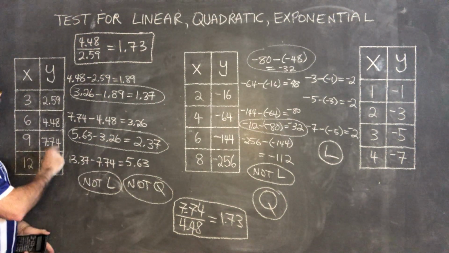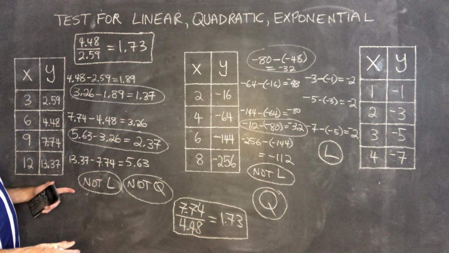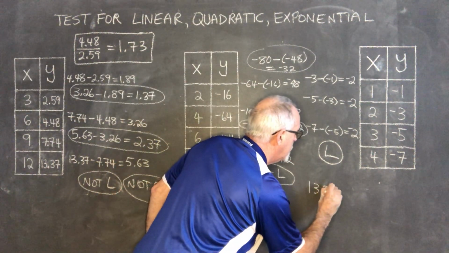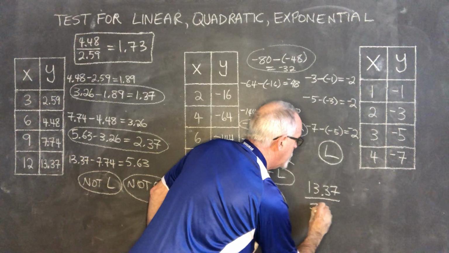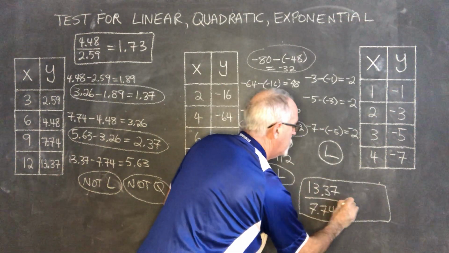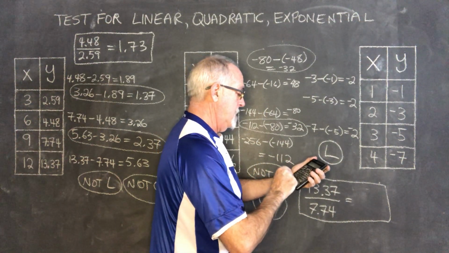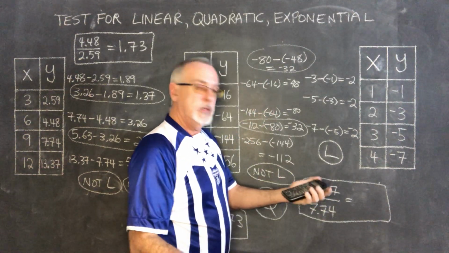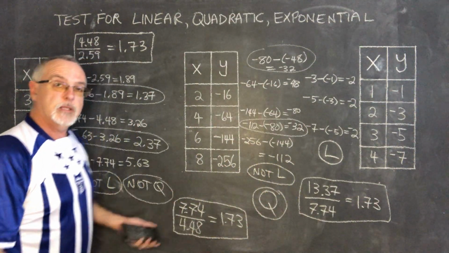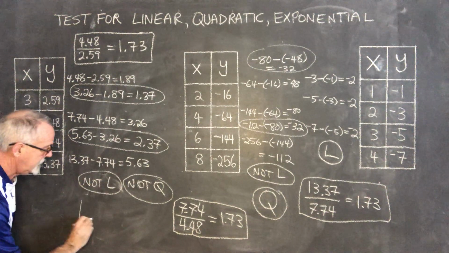I will do the third one, the last one that I can do, just because I want to have even more proof. I'm running out of room big time. I'm doing 13.37 divided by 7.74 equals 1.727. It's rounding to 1.73 again. This is kind of what I expected. So we have passed the constant quotient or constant ratio test. Therefore, this one is exponential.